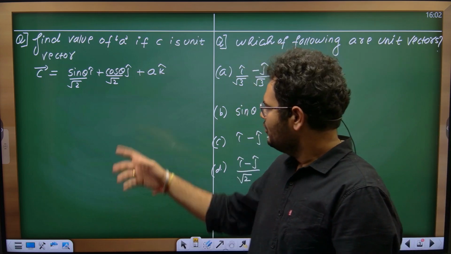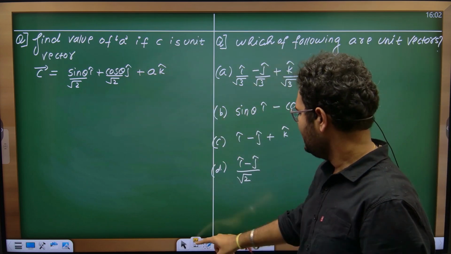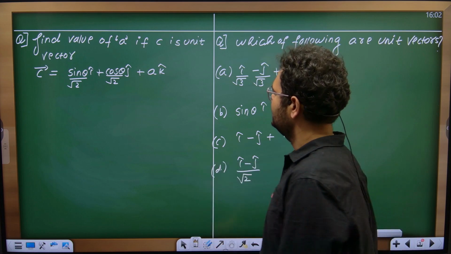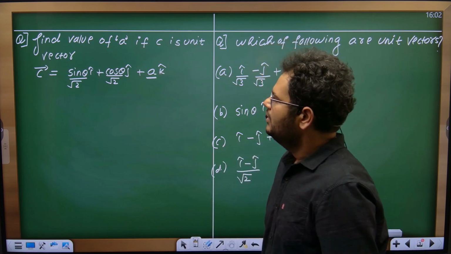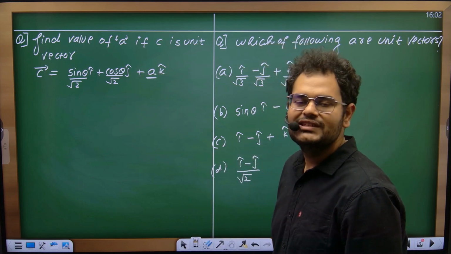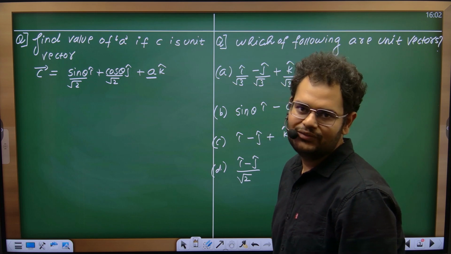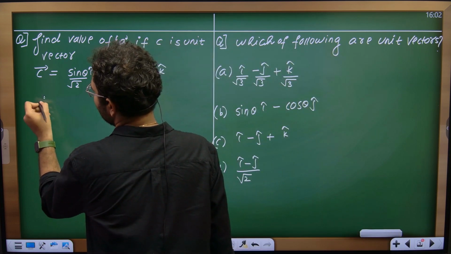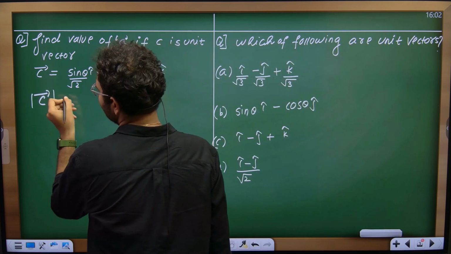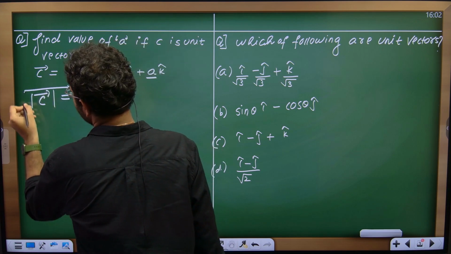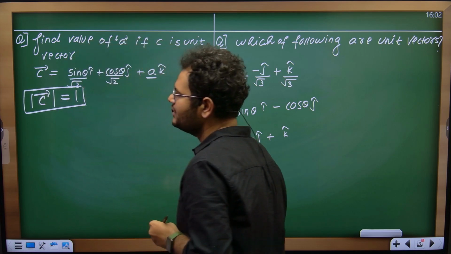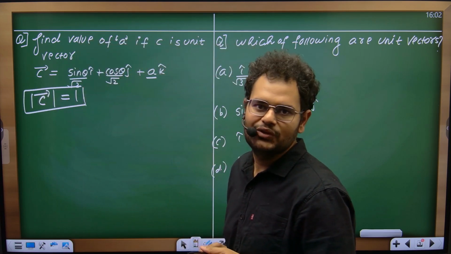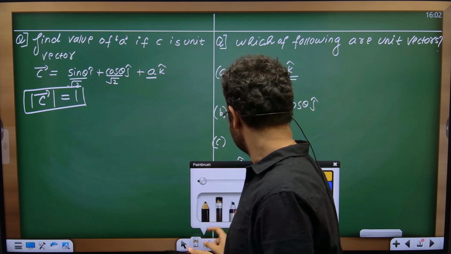Okay. What is it saying? Find the value of a. Where is a, sir? Here it is. If c is a unit vector, now this question is based on the property of unit vector. Sir, which property are you talking about? The property that the magnitude of a unit vector is 1. So the magnitude of c is 1. Why is the magnitude of c 1? Because it is a unit vector. So let us solve this question. Sir, how to get this question?